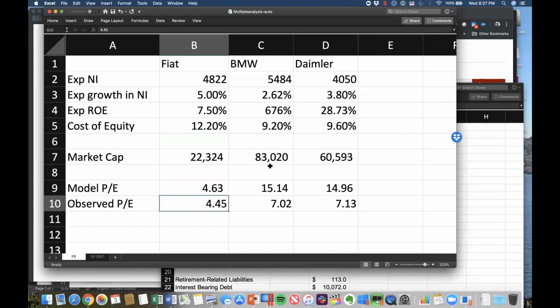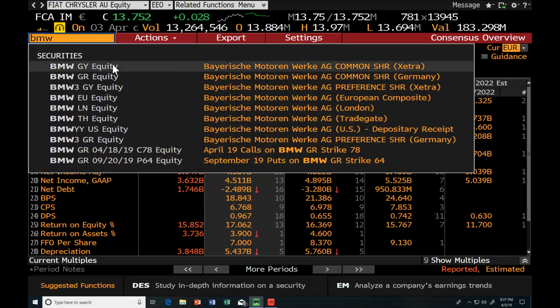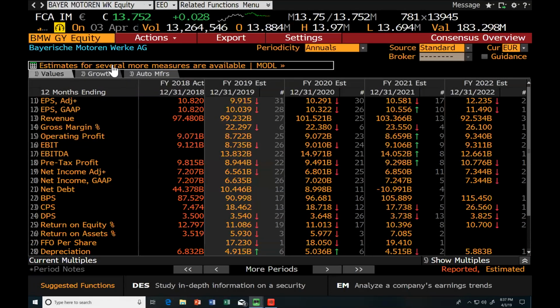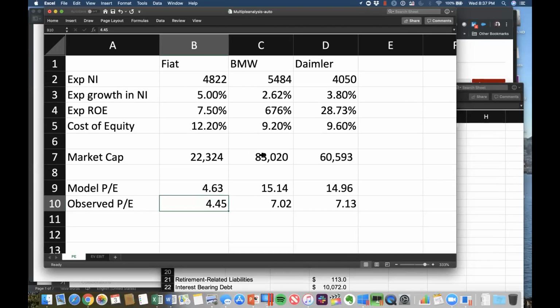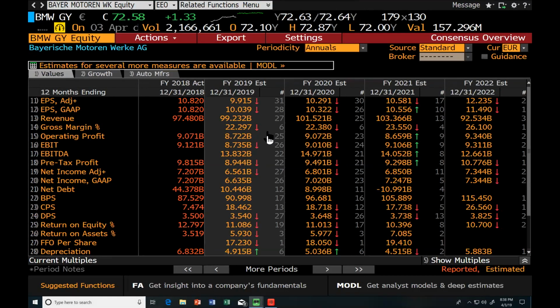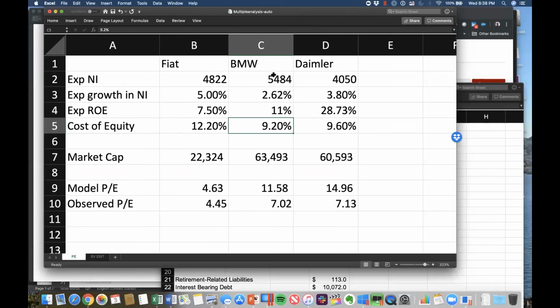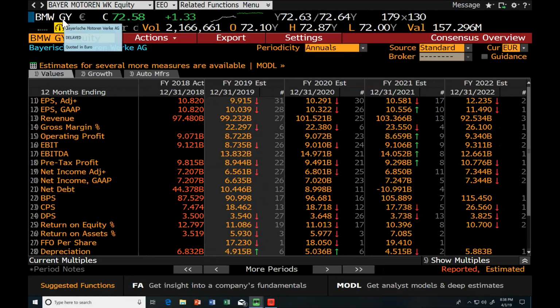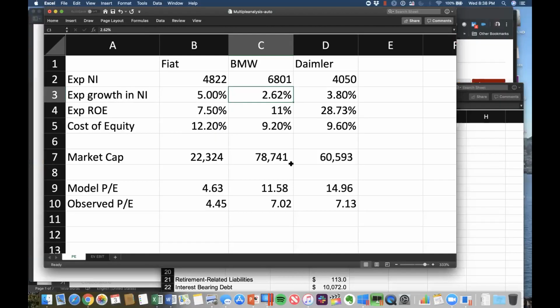Getting close here. By the way, BMW, just to put that into perspective, Germany, so 10 to 11 is pretty consistent. So we'll call this 10 and 11. We'll call it 11. Their net income in 2020 in euros is 6801. And their cost of equity is 10.9%.